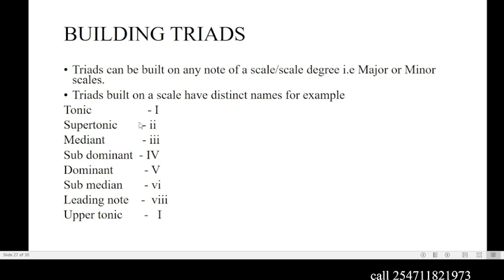And remember, triads form a chord. When you construct a triad, they make a chord. So this one will be chord 1 or triad 1, chord 2 or triad 2, chord 3 or triad 3, chord 4 or triad 4, chord 5 or triad 5, chord 6 or triad 6, chord 7 or triad 7.